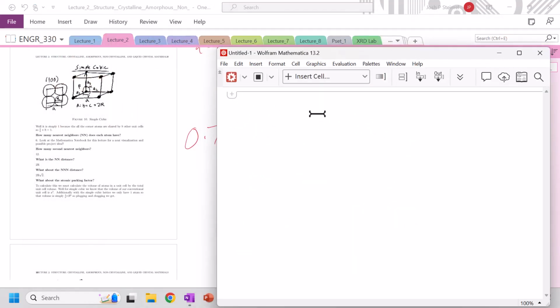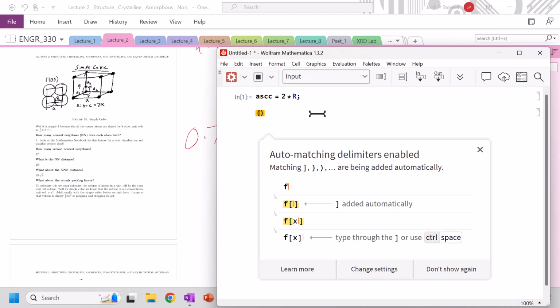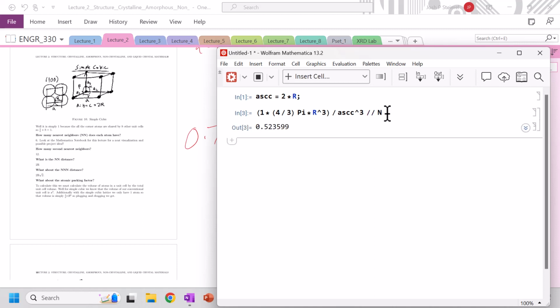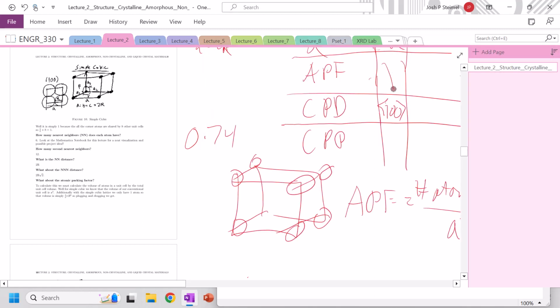So we said that our A of SC equals 2 times r. And we can go ahead and do that. We can say now that our number of atoms is 1 times 4/3 times pi times r cubed divided by A SC cubed. Shift enter. We get pi over 6. So 0.52. This is not a close packed structure. Until we hit that 0.74, because that's the maximum mathematically theoretical limit, that is not a close packed structure.